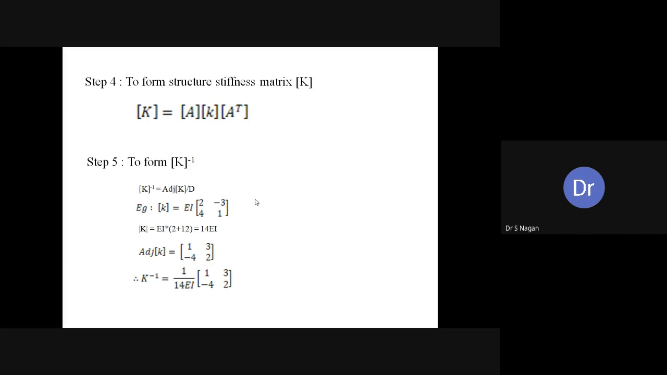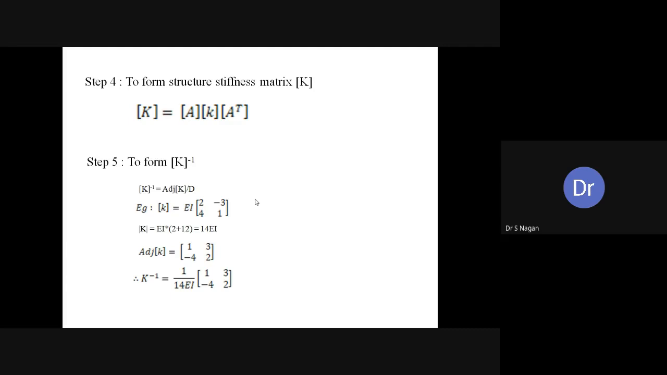Capital B1 will be minus of the determinant obtained by removing the first row and second column. How do you get this plus or minus? That is the rule for forming the cofactor matrix: plus, minus, plus, minus, plus, minus, plus, minus, plus.